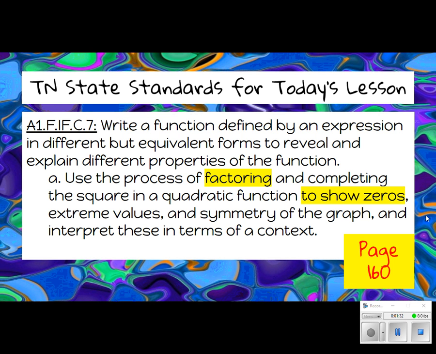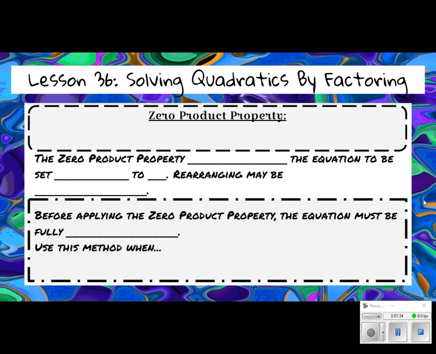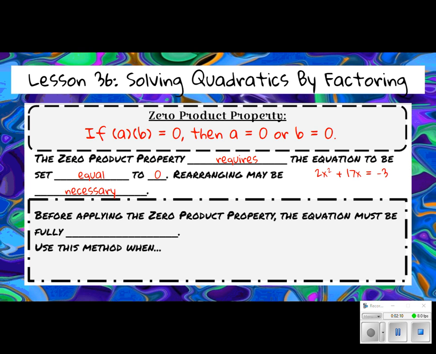So here we go, page 160. On 160, we have the zero product property happening again. I just want to remind you that it says if I'm multiplying two numbers, in this case a times b, and that equals 0, then a has to be 0 or b has to be 0. The zero product property requires the equation to be set equal to 0. Rearranging may be necessary. I have to move some pieces around.